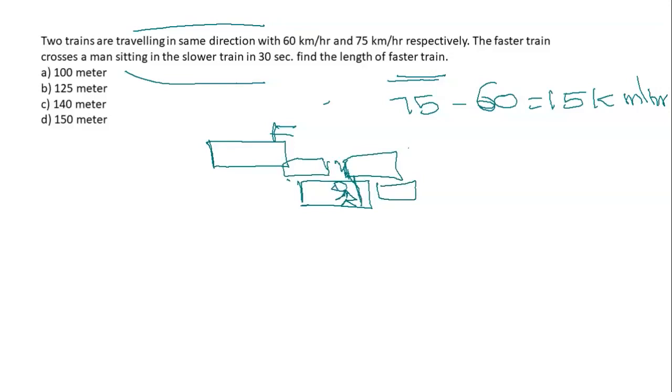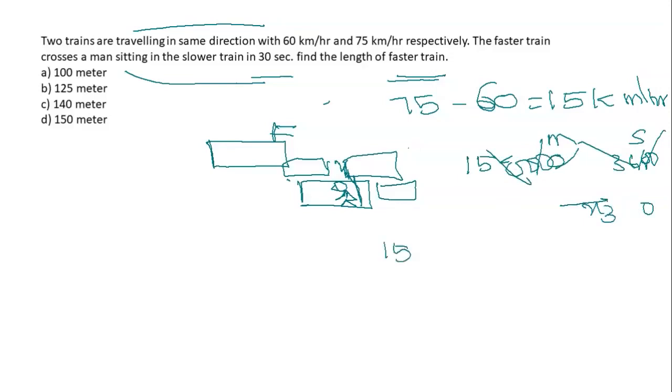So the faster train crosses a man sitting in the slower train in 30 seconds. That is 30 seconds. So 15,000 meters for 3,600 seconds. Then for 30 seconds, our answer is going to be what? So your answer is 15,000 meters for 3,600 seconds. Okay. Then for 30 seconds, how much does it go?